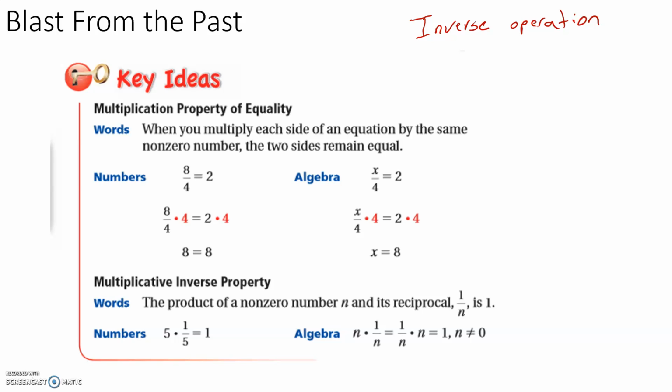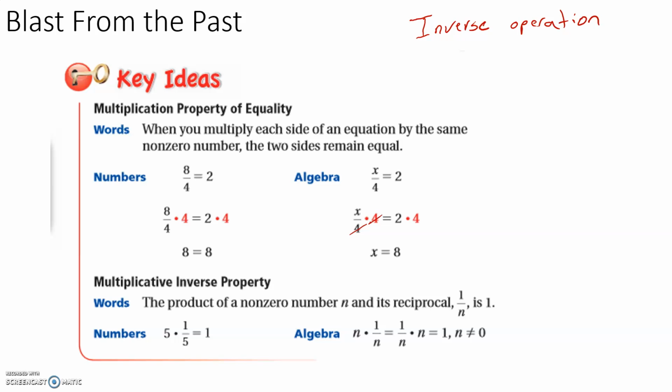So let's look real quick at the examples. The first one, multiplication property of equality: we have x divided by 4 equals 2. I'm going to multiply x by 4 to cross those out, because that's divided by 4. I do the same thing on the other side, 2 times 4, and I'm left with x equals 8.